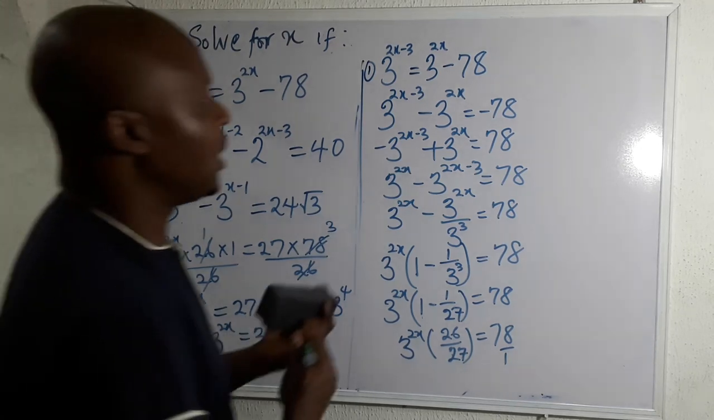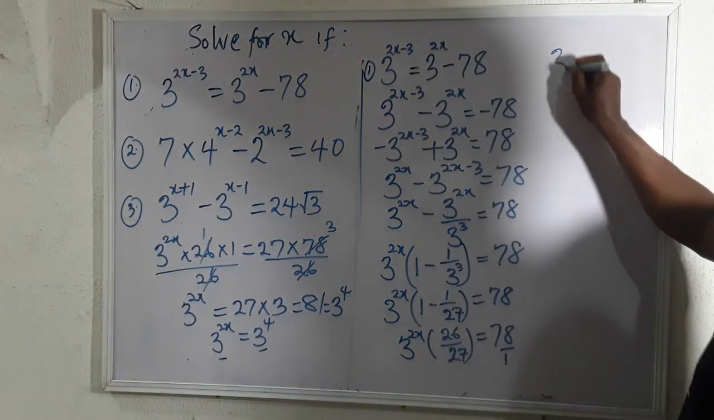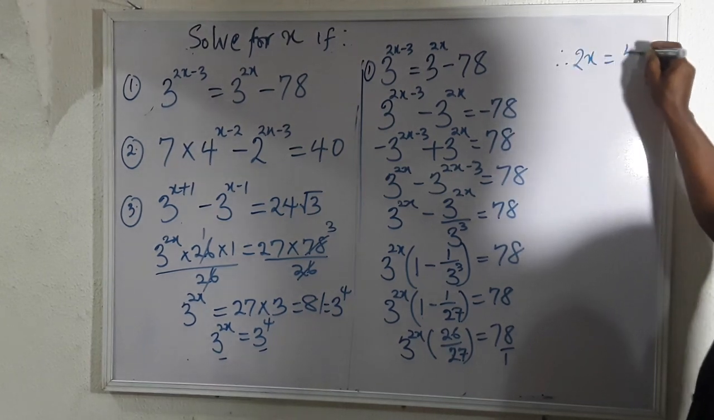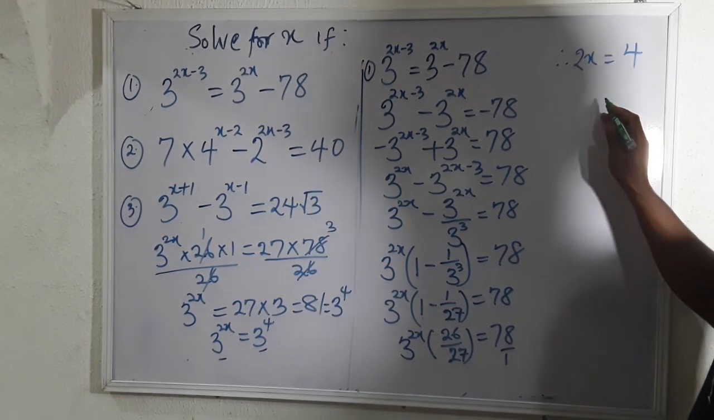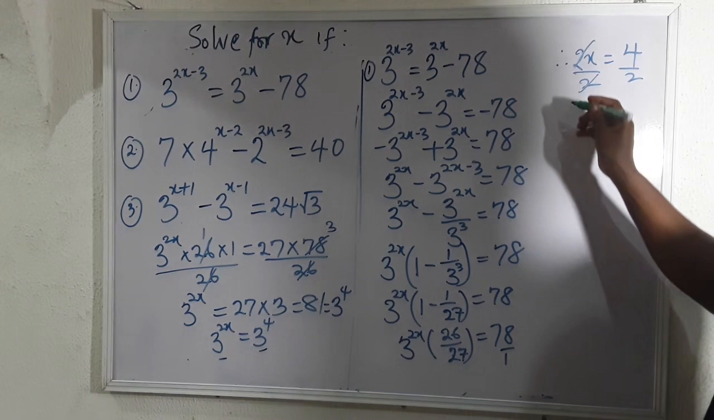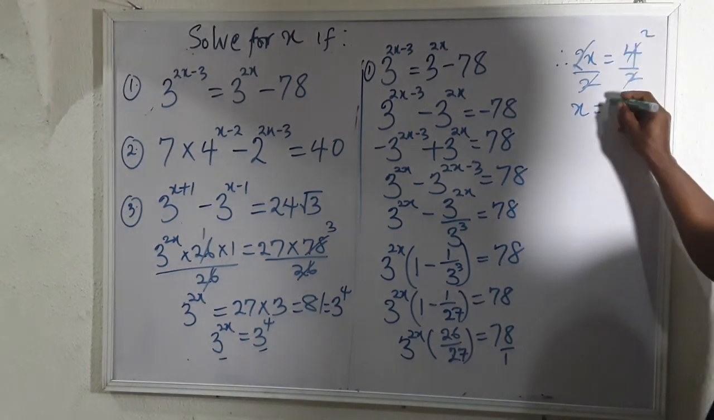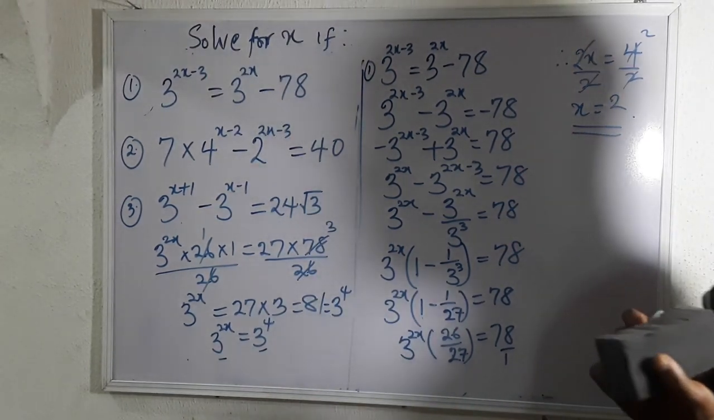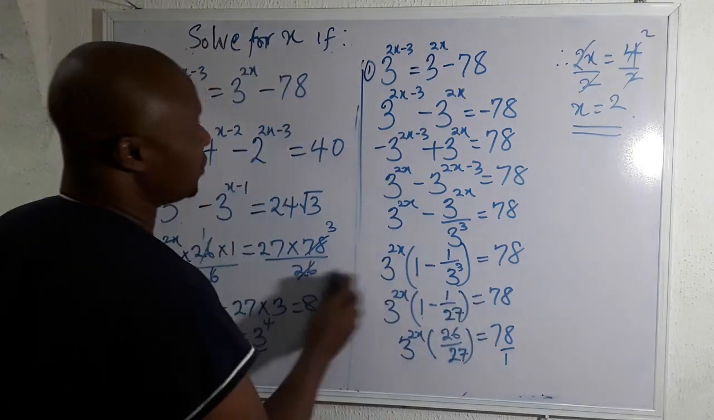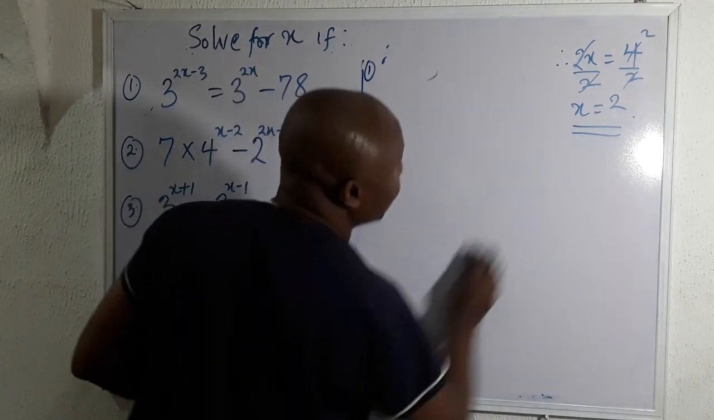So in doing that we have 2x is equal to 4. Divide both sides by 2. So we are left with x is equal to 4 divided by 2, which is 2. So x is equal to 2. That is the solution to question 1. So let us move to question number 2 very quickly.